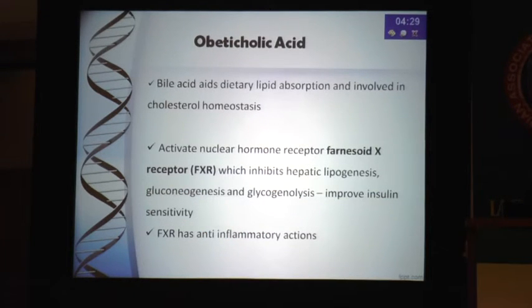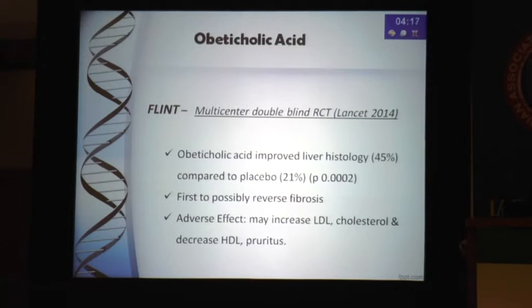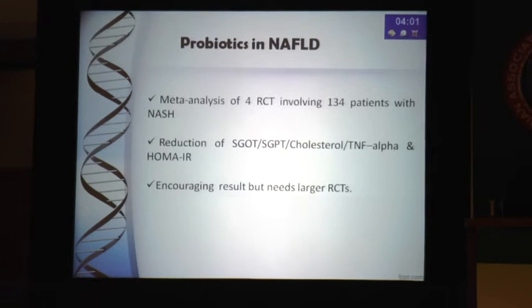This is a very new compound, obeticholic acid, a promising molecule. It activates a nuclear hormone receptor, the farnesoid X receptor, and this is the only drug which has been shown to reverse fibrosis. In the FLINT trial, it was shown that it improves liver histology in 45% as compared to placebo. This is the first possibility to reverse fibrosis. Adverse effects are there: it can increase LDL cholesterol slightly, and pruritus. Probiotics, few studies have shown promising results, but it needs a larger randomized controlled trial.